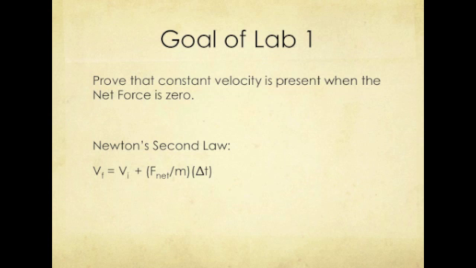For Lab 1, I observed constant velocity represented by a person riding down an escalator. In other words, a person that is moving at a constant speed without a change of direction. The goal of this lab is to prove that F net, the net force, is in fact zero when constant velocity is present. Newton's second law indicates that when the net force on an object is zero, then the final velocity will stay the same as the initial velocity, hence constant velocity.